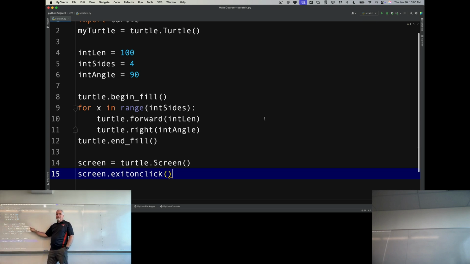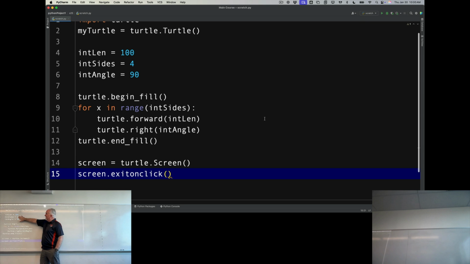for x in range. We have not covered this, but it's a for loop. Don't worry about how it works. Just know that the code that is indented, it will do. So it'll go forward the length, and then it'll turn right at the angle, however many times I have it here. So it does these two lines 4 times. Forward, turn right, forward, turn right, forward, turn right. That's how it makes a square.